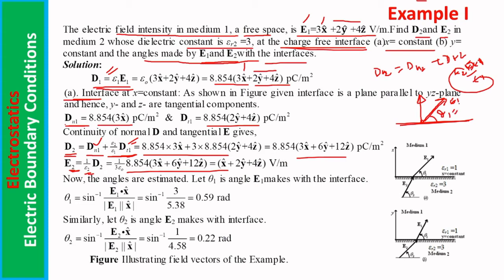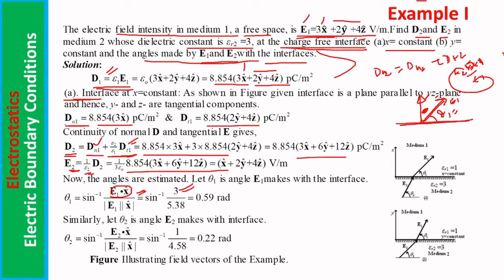Then what we do is we consider E1 dot x cap. By definition, it is equal to the magnitude of E1 into the magnitude of x cap into cos of the angle between the two vectors. The angle between them is 90 minus theta 1. Cos of 90 minus theta 1 is sin theta 1. Therefore, sin theta 1 is E1 dot x cap by the magnitudes of E1 and x cap. Theta 1 becomes sine inverse of that fraction. E1 dot x cap means you will be getting 3.